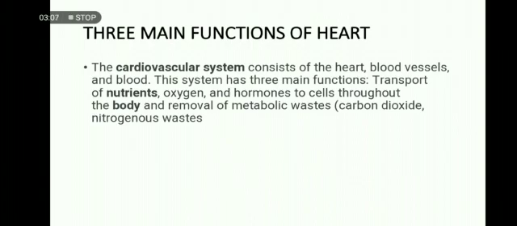Again, we are going to discuss the functions of the heart. The heart supplies blood and nutrients, along with oxygen and hormones, to the cells and removes the metabolic wastes, which are carbon dioxide and nitrogenous wastes.